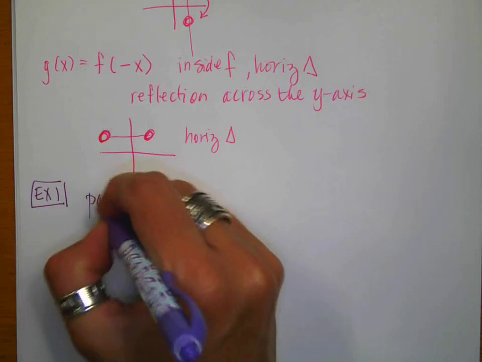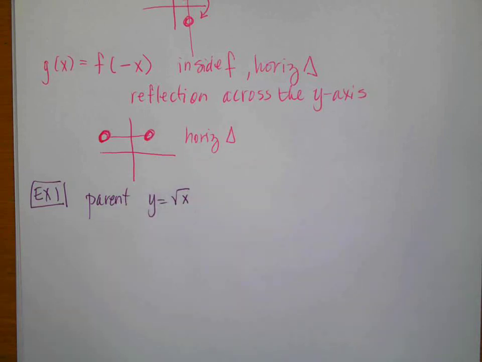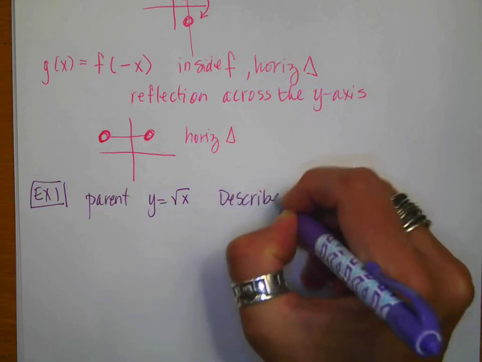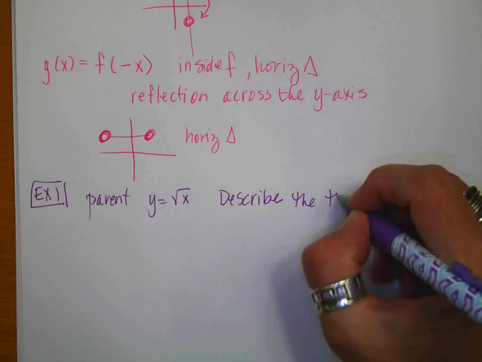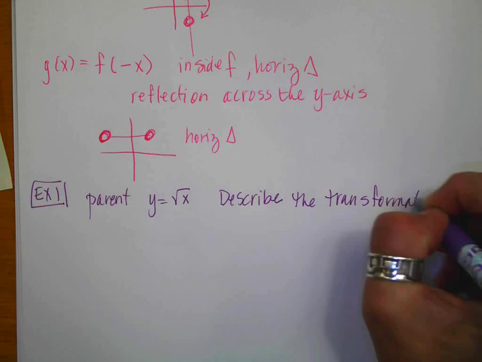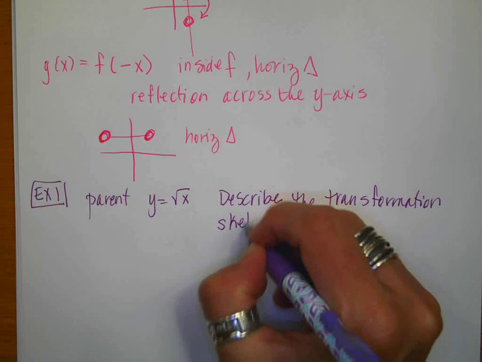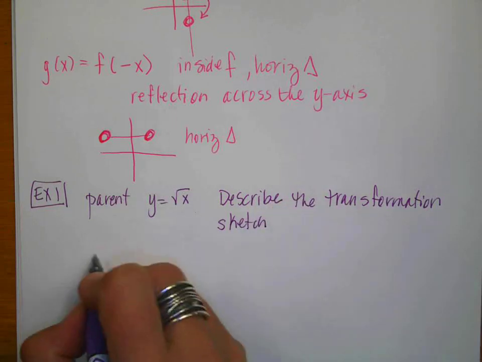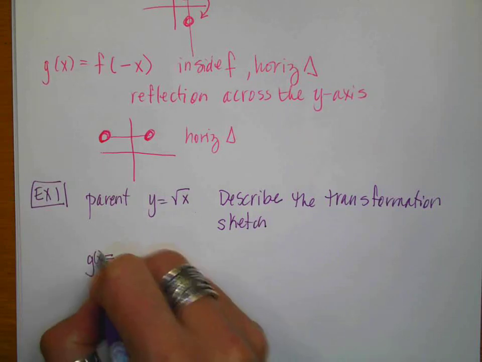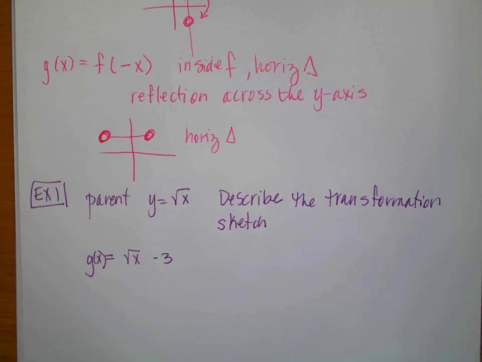So my parent function is going to be y is equal to the square root of x. And then in all of these examples, I want to describe the transformation. Then we're also going to sketch them, just because sometimes a visual is really nice. So in the first example, my new equation is g of x is equal to the square root of x minus 3.